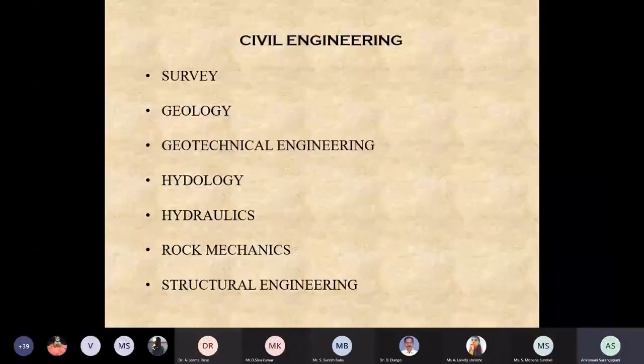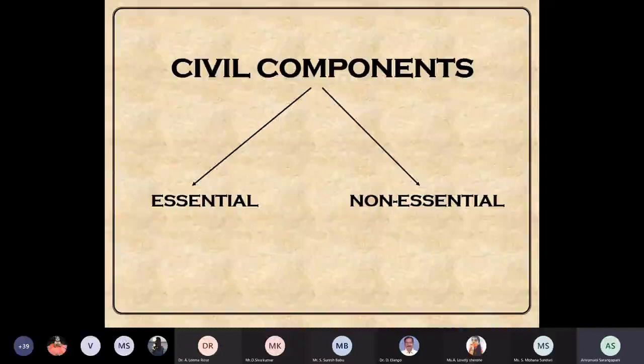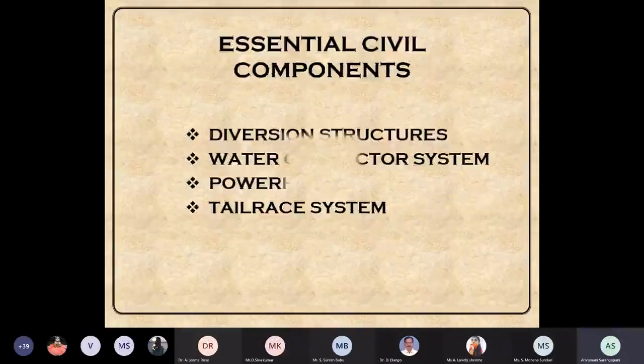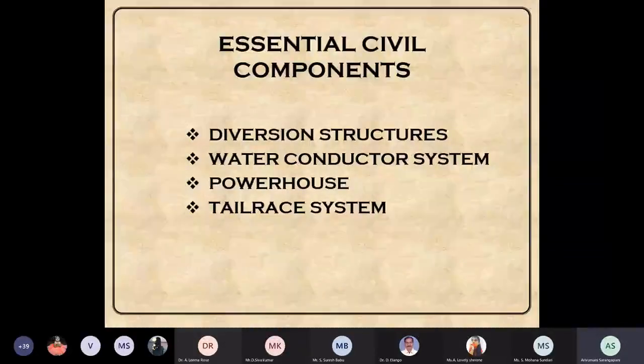In civil, there will be two parts: essential and non-essential components of civil works in hydropower projects. First, we will see the essential components. One is the diversion structure. Diversion structure is nothing but the dam. The common name is dam, or otherwise we can say barrage, weir, trench weir, like that.